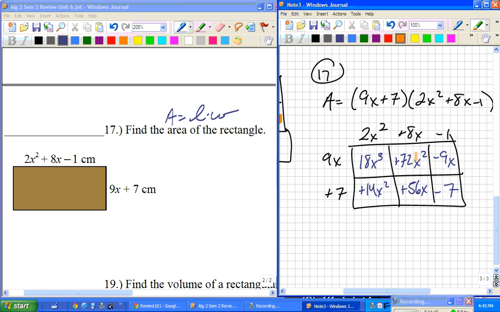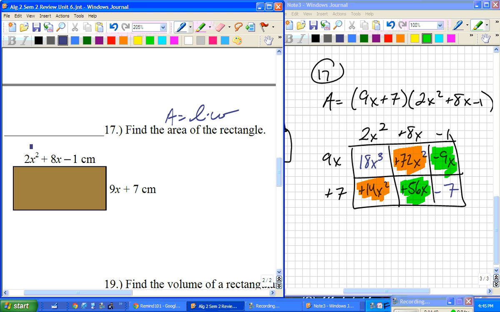Okay, so combining our like terms, once you do that, you guys should get 18x cubed. 72 plus 14 is 86x squared. 56 minus 9 is positive 47x minus 7. And then the last thing we're talking about is centimeters squared. Okay? Do not forget to label.